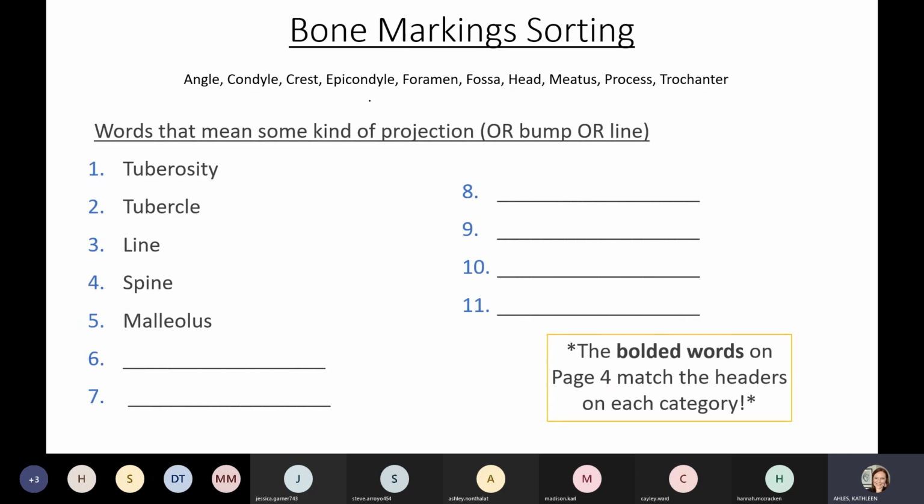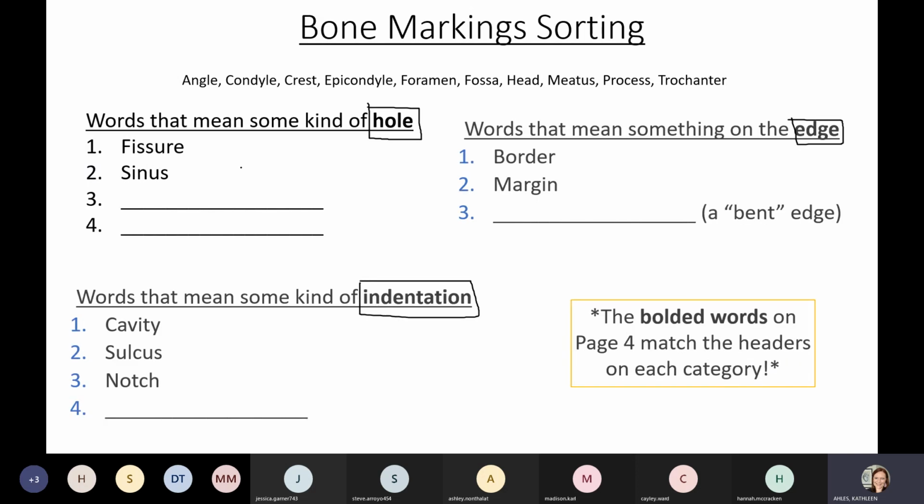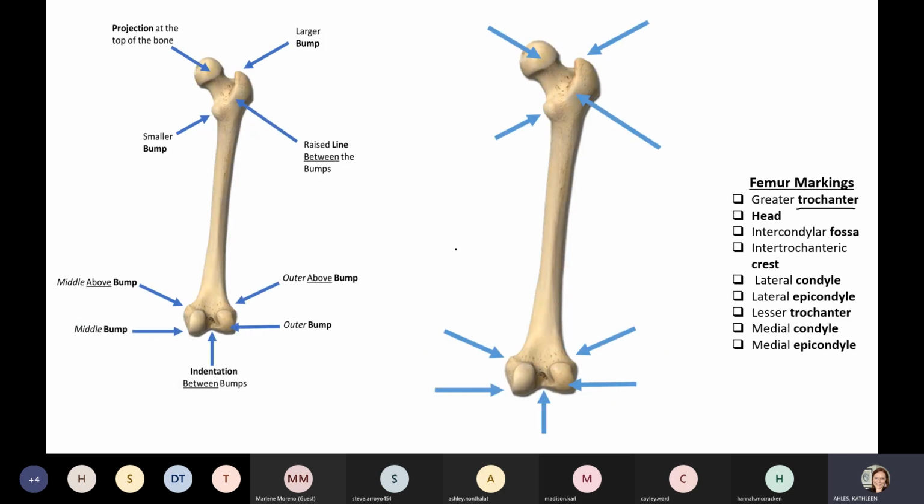And then notice we've got a bunch of words that are going to be some kind of projection, something that sticks up. For the midterm exam, we need to have memorized that tuberosity means something that sticks up, that tubercle means something that sticks up, and that fissure means a hole. Because on the midterm exam, I'm going to give you the name of a bone marking that you've never seen before. It's not going to be one of these we're labeling here. It's going to be a new one, but it's going to use the same words that these ones use.